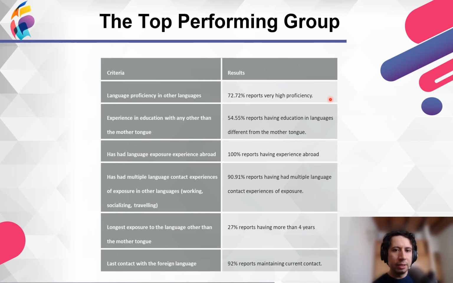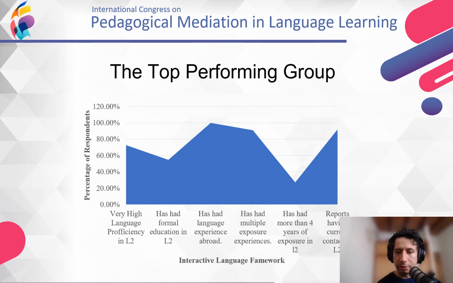72% of them report high proficiency in those other languages that they speak. 100% of them report having experience abroad. 90.91% report having had multiple language contact experiences of exposure. 27% report having more than 4 years of experience abroad, and 92% report maintaining current contact with those languages that they speak. Now let's analyze that more graphically.